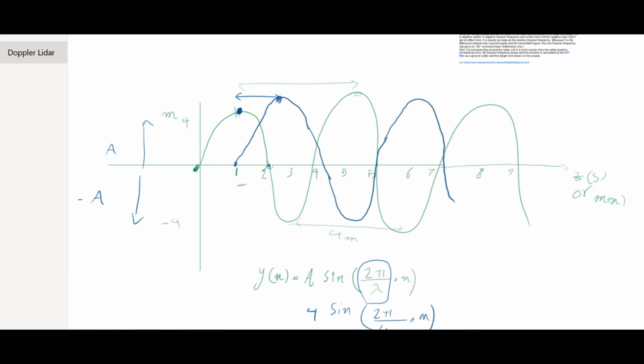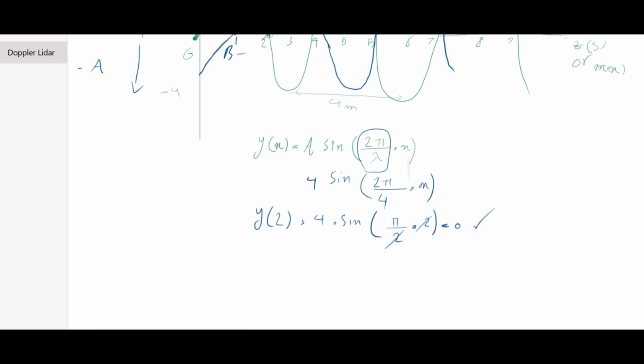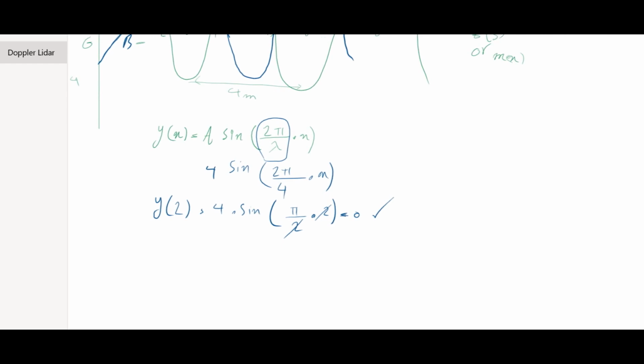So one of the signals, let's call the blue one B, and let's call the green one G. So I can say which one is leading each other, and I think G is the leading one, because as you can see, at time 0 or at place 0, my B is actually in negative. So I can say my G is this one.